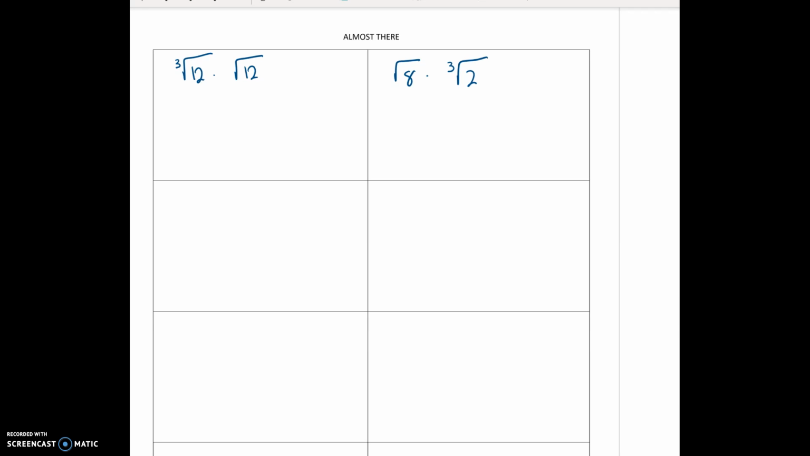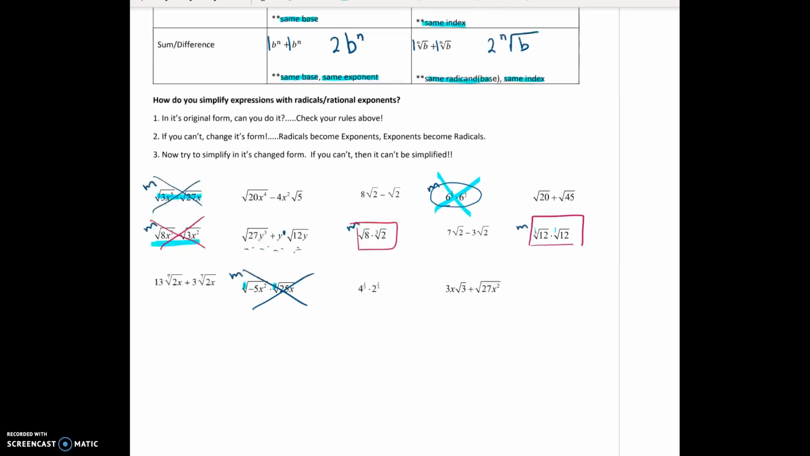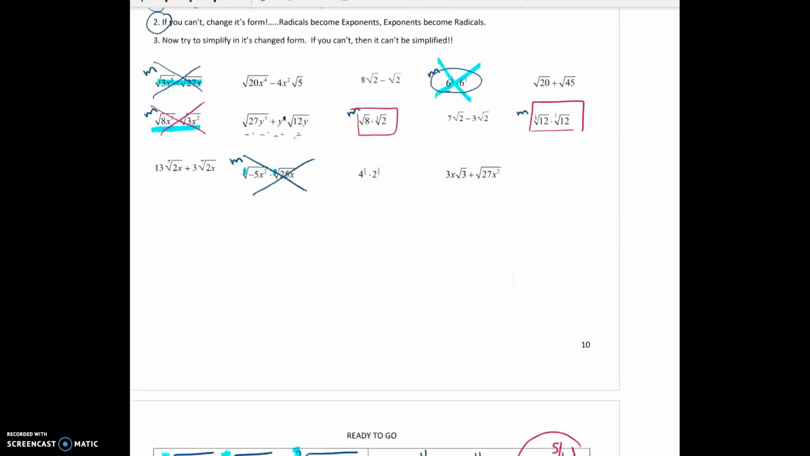So a few notes up here that I've not gone over with you guys yet is, first, if the problem in its original form, you can do it. So all the problems that I've crossed out here, in the original form, we could do it. But the problems that have been boxed in, we can't do them in their original form. So you know what? We're going to change forms and see what happens, okay?